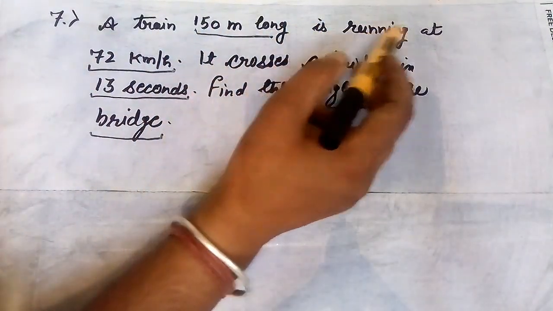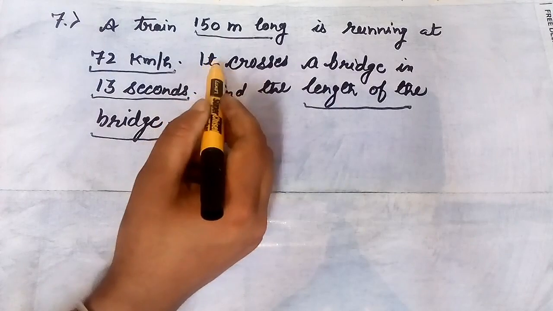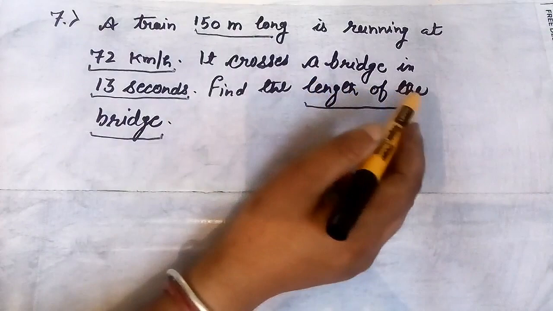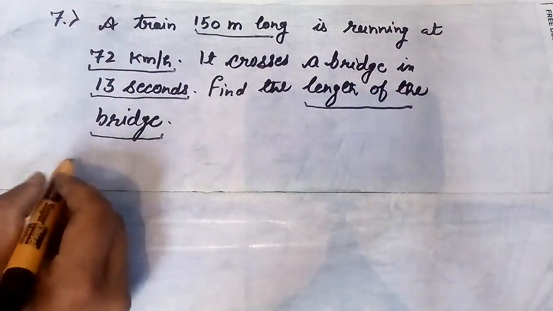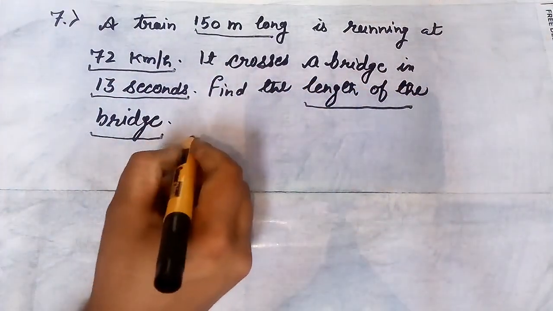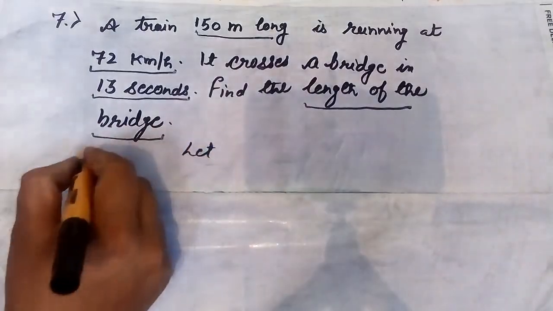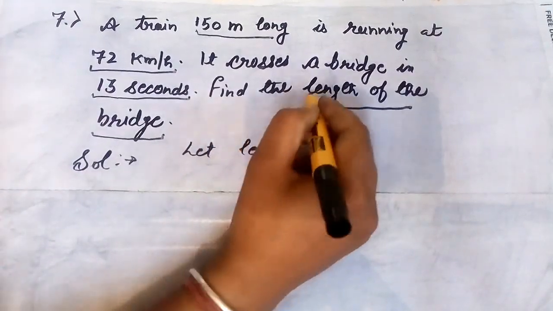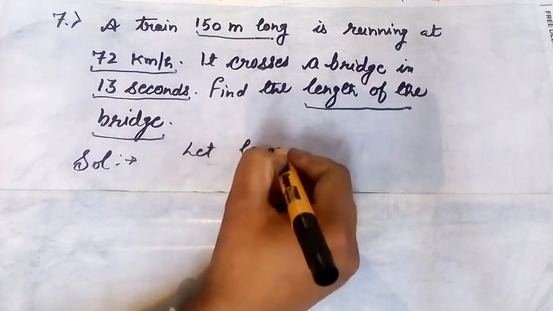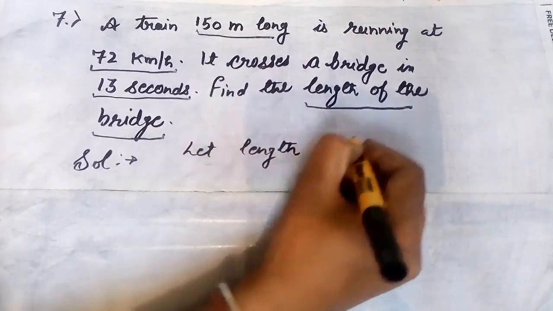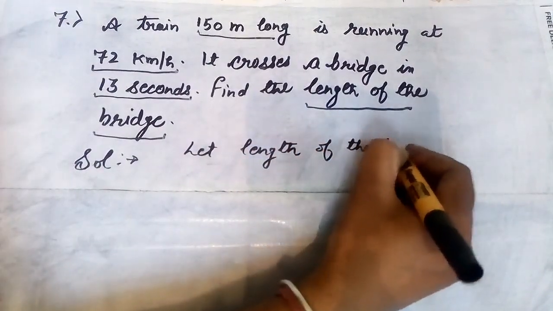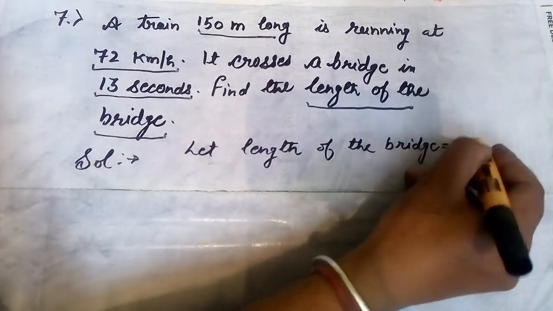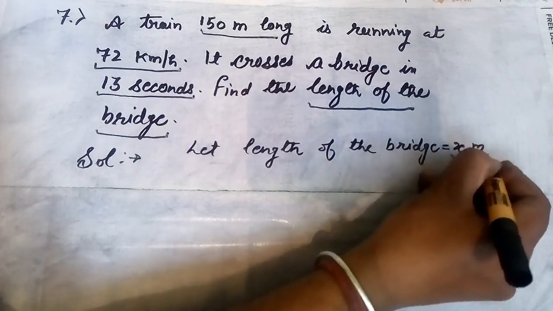A train 150 meter long is running at a speed of 72 km per hour. It crosses a bridge in 13 seconds. Find the length of the bridge. So remember, we have to find out the length of the bridge. So what we have to do? Let the length of the bridge equal x. Because we don't know the length of the bridge, we are taking it equal to a variable, that is x meter.